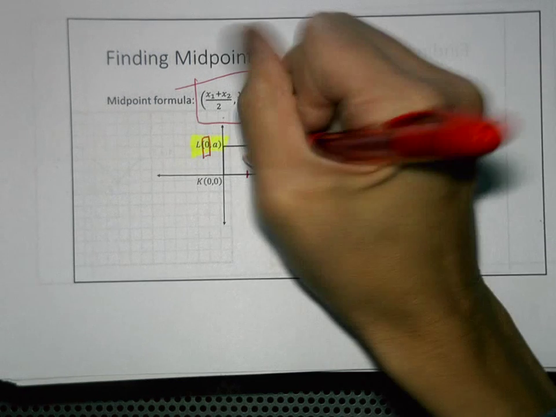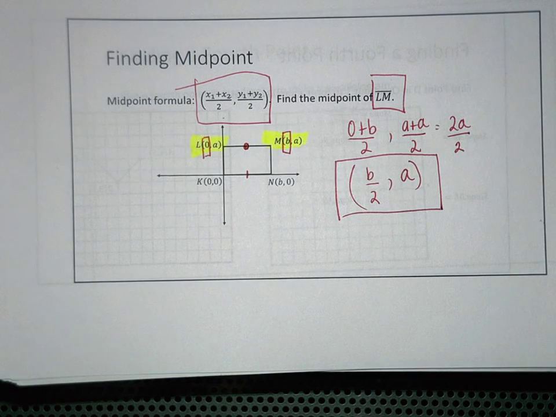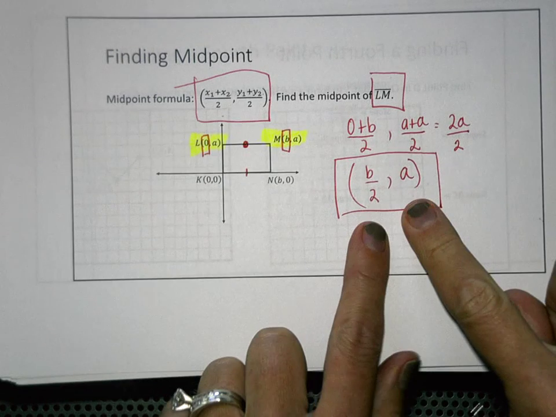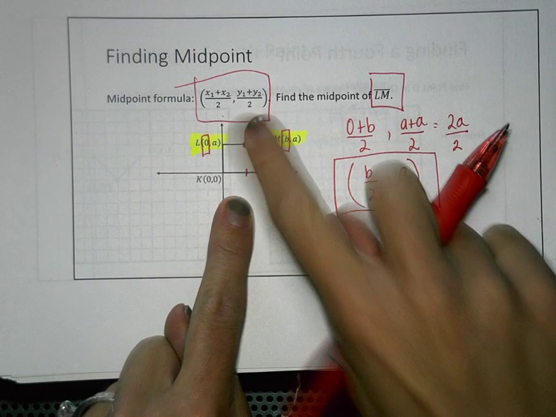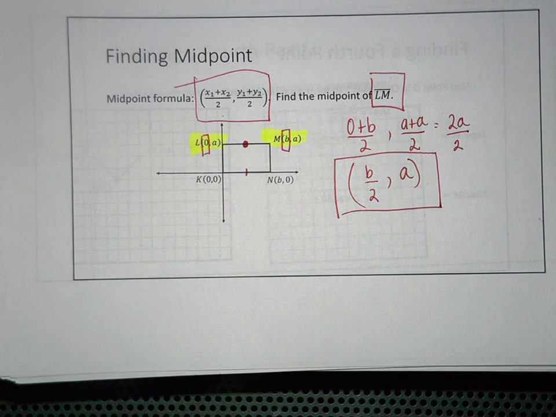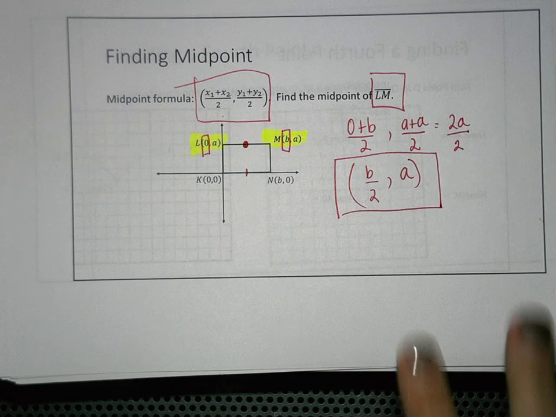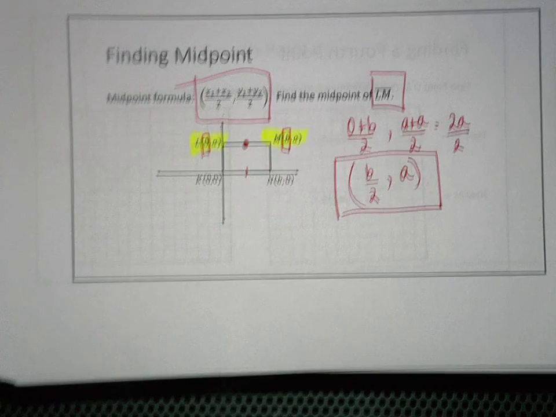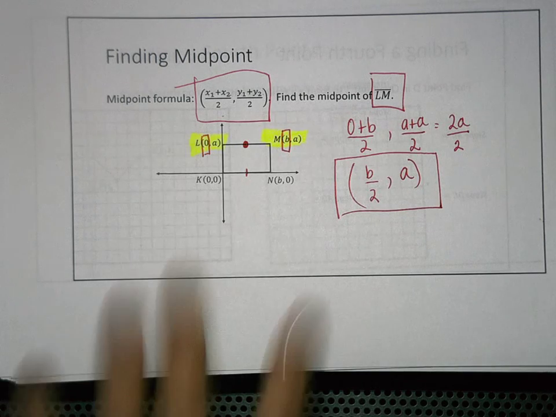Does that look like the midpoint of that line? Yeah. So this is the midpoint. Half of b, up a. We found the midpoint of LM. Does anyone need more clarification on this or want me to explain how I got something? Okay, all right, let's try another one then.